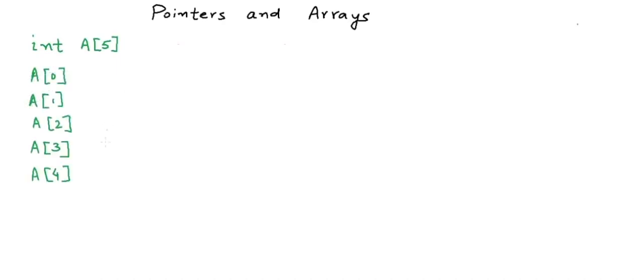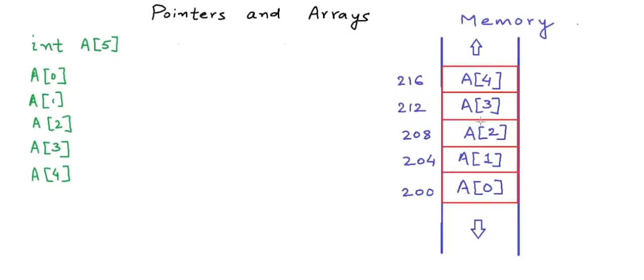When we declare an array, let's say we declare an integer array a of size 5, then we create 5 integer variables named a0, a1, a2, a3 and a4. Now these 5 integers will be stored in memory as a block of 5 consecutive integers, something like this, what we are showing here on the right.